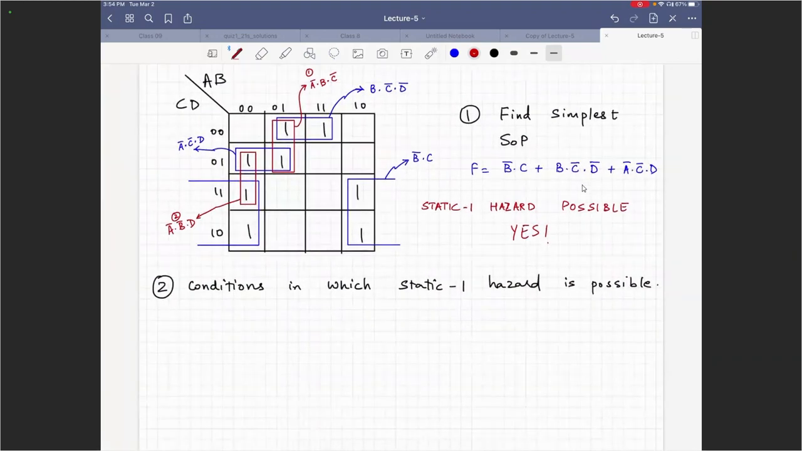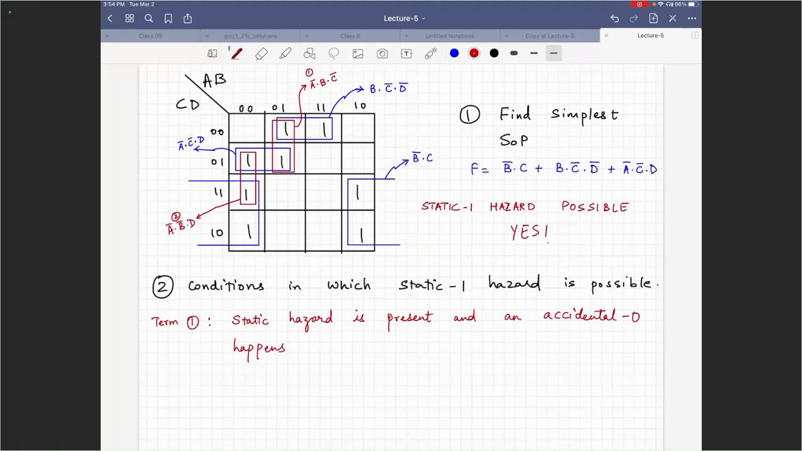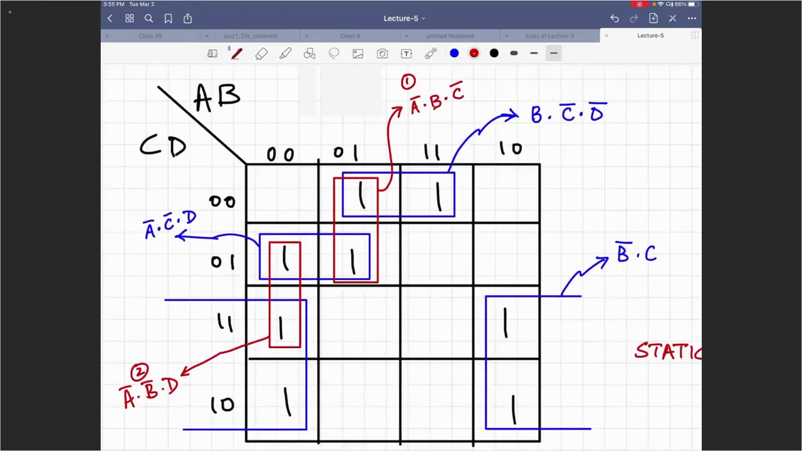So let's try to do one after the other. Term 1. What is the condition there? A static hazard. Is it present or not? We said it is present. So for the first condition, it would be static 1 hazard is present and an accidental 0 happens when what changes? For the first term, what changes from what to what?